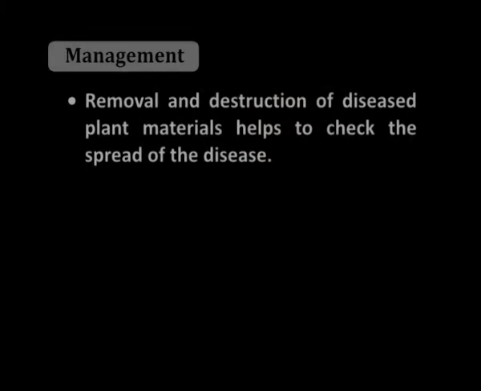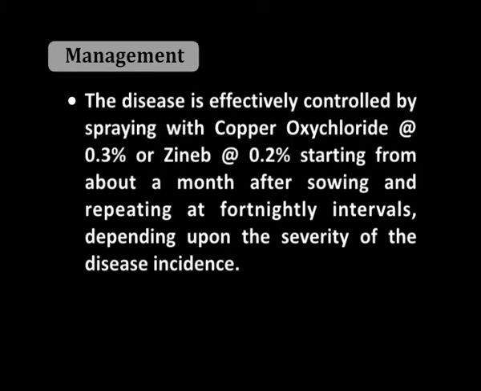Next is the management of the disease. Removal and destruction of diseased plant materials helps to check the spread of the disease. The disease is effectively controlled by spraying with copper oxychloride at the rate 0.3% or Zineb at the rate 0.2% starting from about a month after sowing and repeating at fortnightly intervals depending upon the severity of the disease incidence.